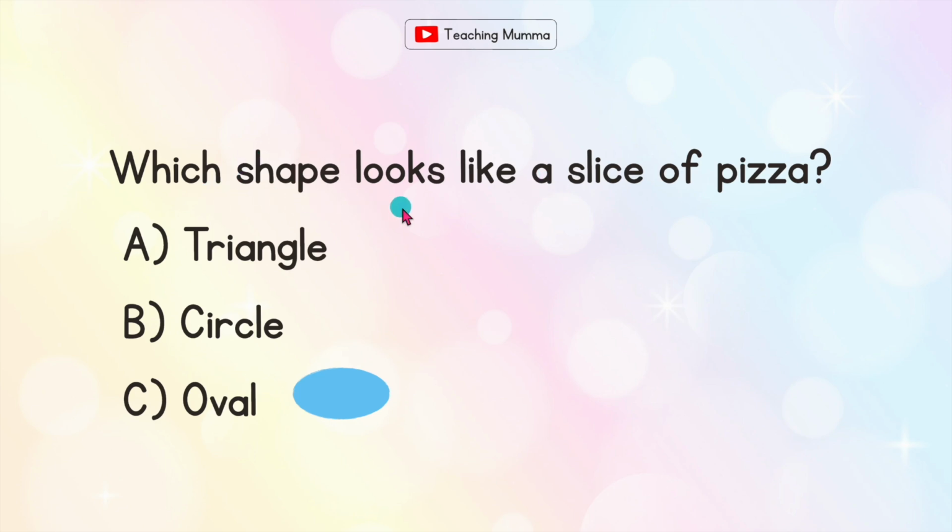Which shape looks like a slice of pizza? Option A triangle, option B circle, option C oval. And the right answer is option A triangle. A slice of pizza is a triangular shape.